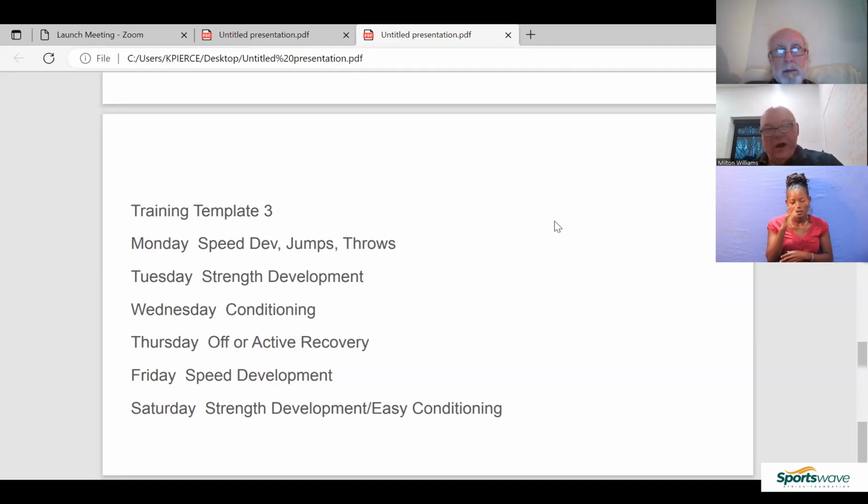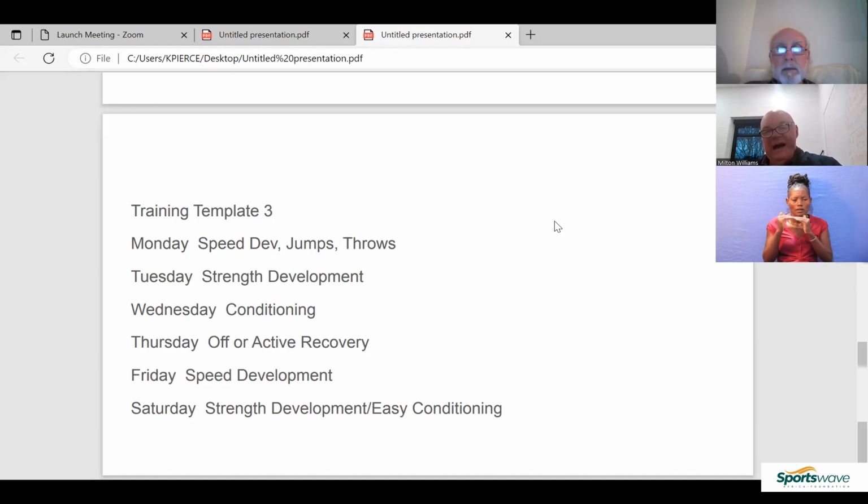For us, Monday was our power speed type day. Tuesday, we come in and we just lifted. We only lifted on Tuesday. Wednesday, we conditioned. Whatever conditioning we wanted to do was related to their event, whether it was 400. 400 is different than 100, and your sport would be different for you. If you're soccer, it'd be different. Thursday, we took off, or active recovery. Sometimes we would get in the pool and do some aqua jogging. Friday, speed development again. And then Saturday, we come in and just lift or easy conditioning. That's my favorite way to do it.